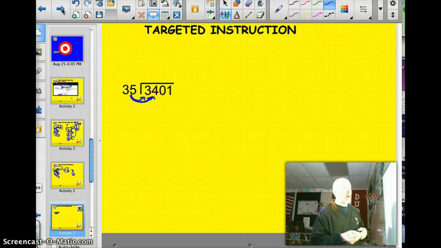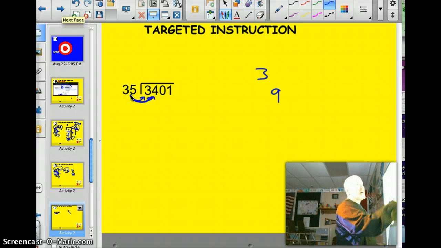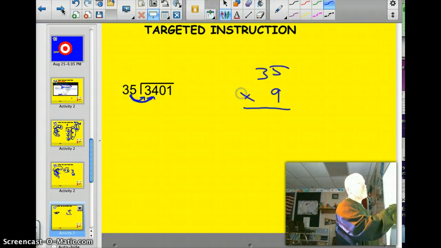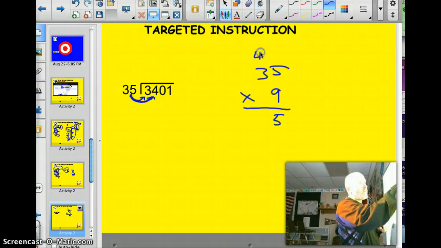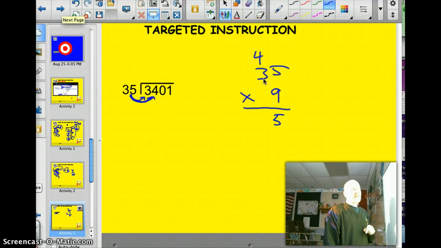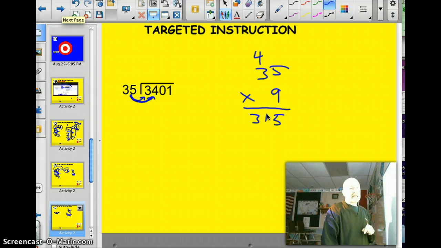But again, here's where I have to go do some work on the side. So I got 9 times 35 here. 9 times 5, of course, is 45. Put my 5 down, and here's my 4. 9 times 3 is 27, plus those 4 are going to make 31, or 315. So 9 times 35 is 315. That looks like that's going to be good.